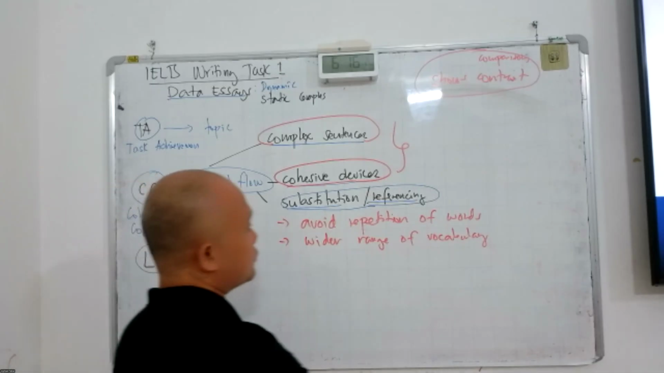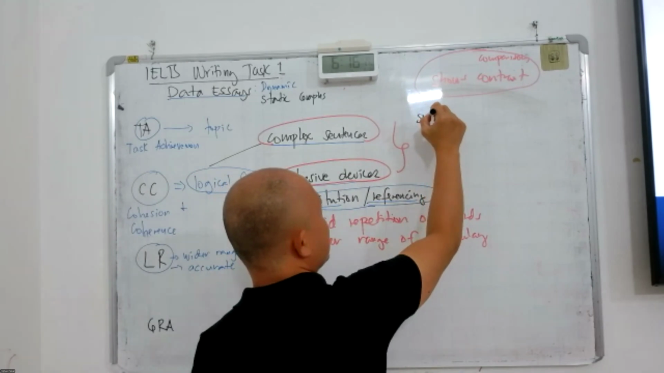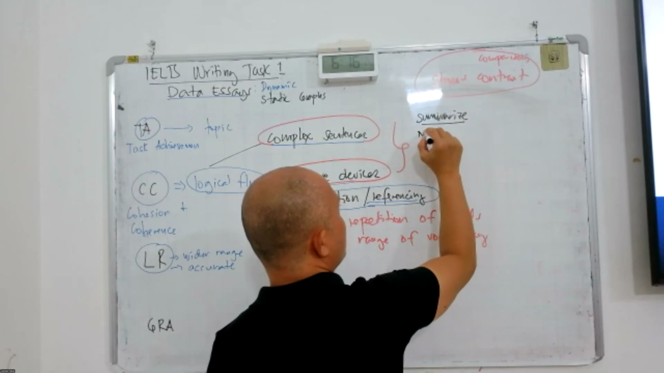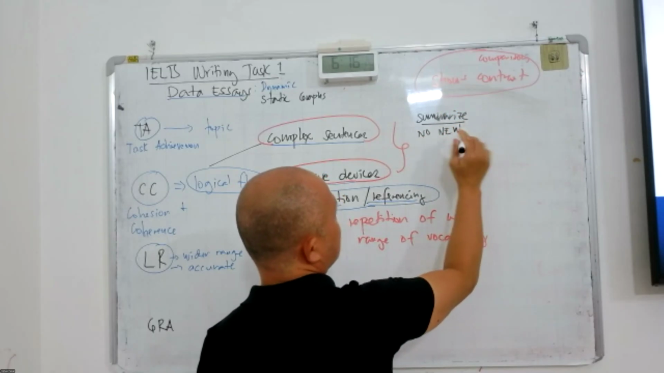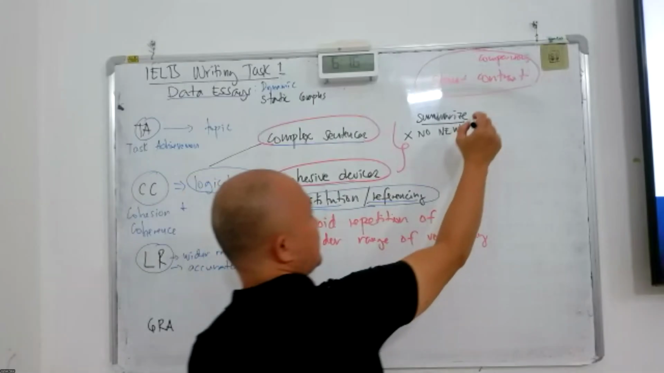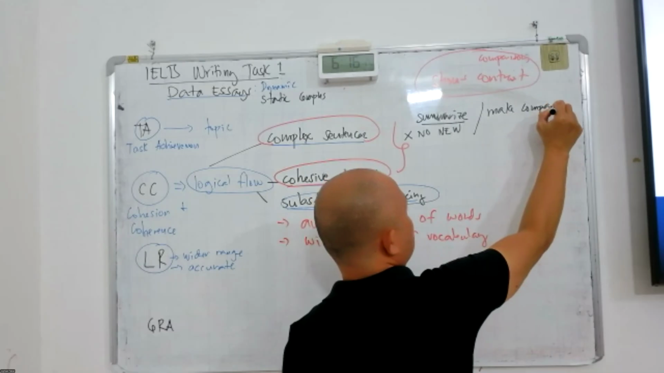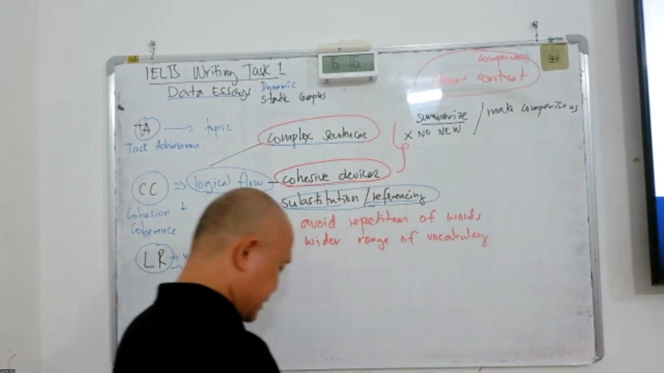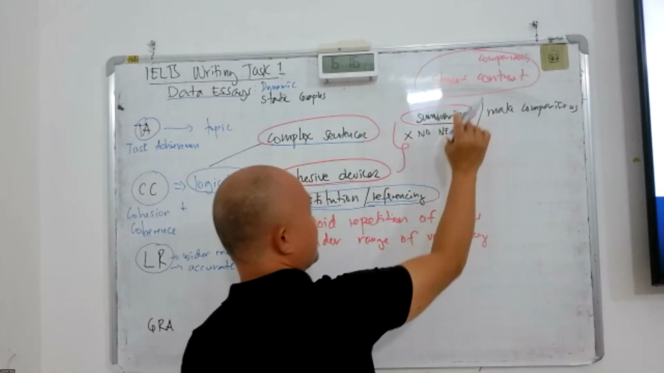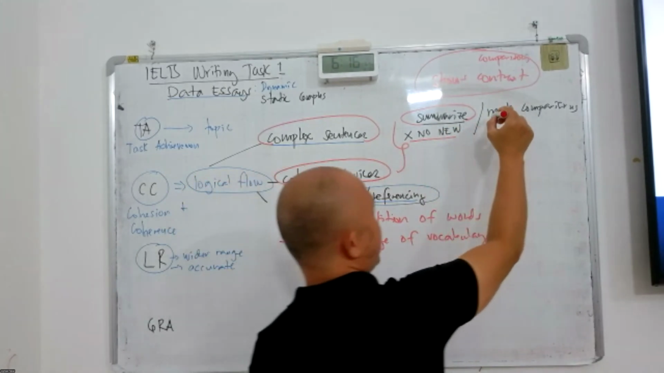Why is that? Because if you check the graph, your only task there is to summarize the information. That means no new information is needed, all right? No new information is needed. You just need to summarize. And the second one is to make comparisons where relevant. Okay, so the task is very clear. Your main task is simply to summarize information. That means no new information must be added, all right? And to make comparisons where relevant.